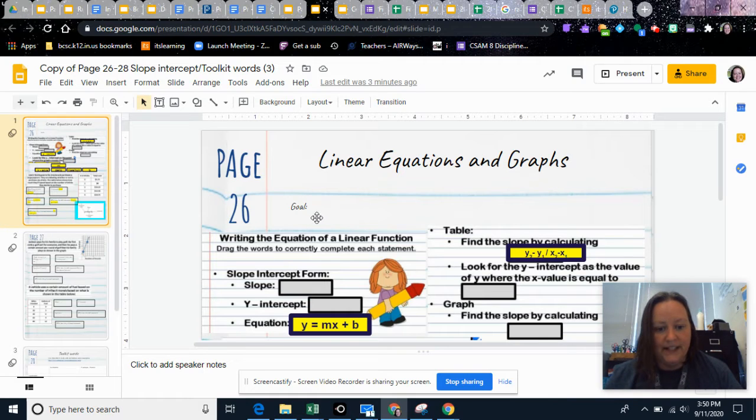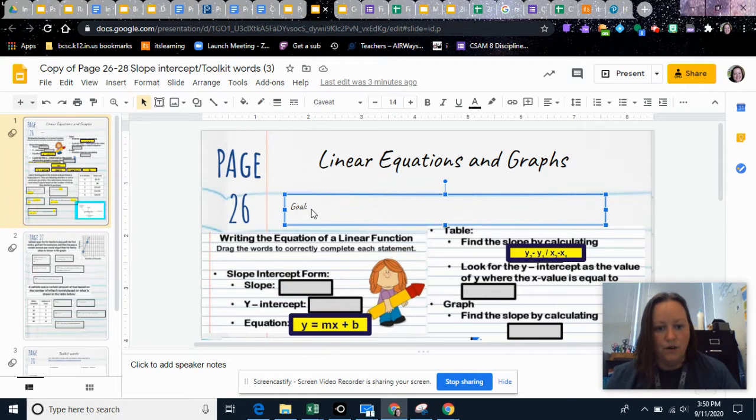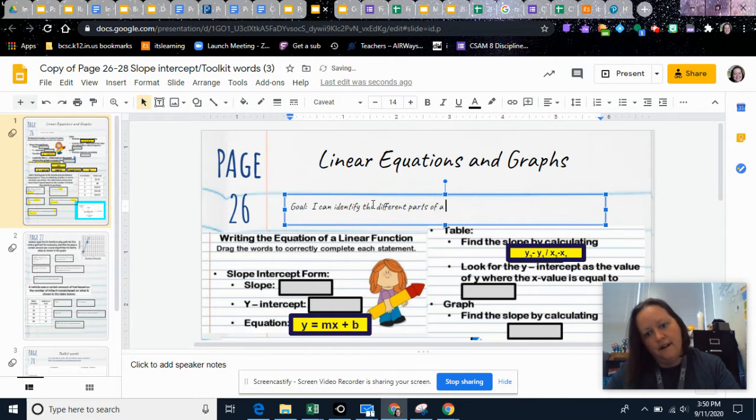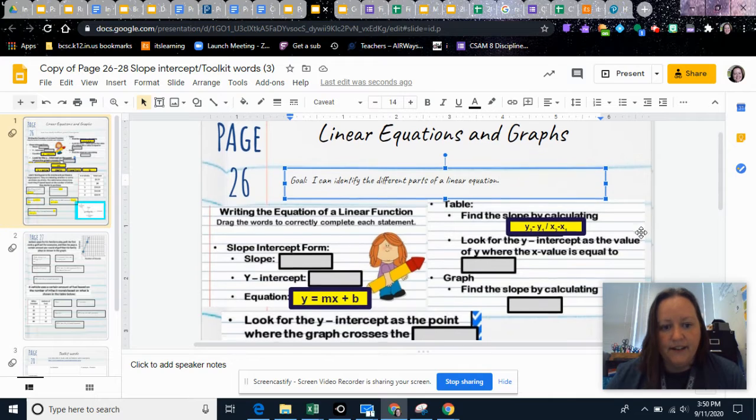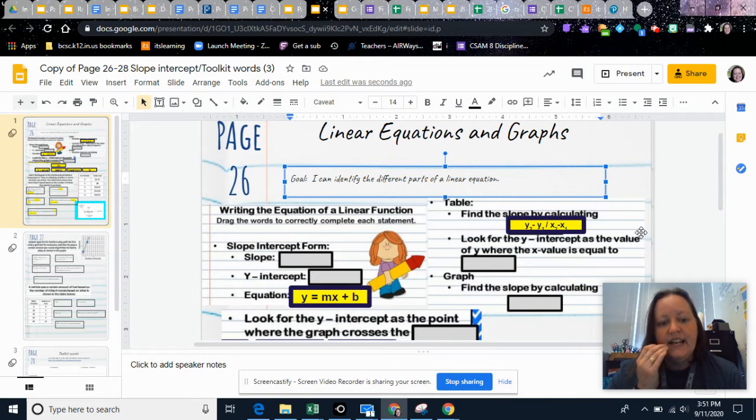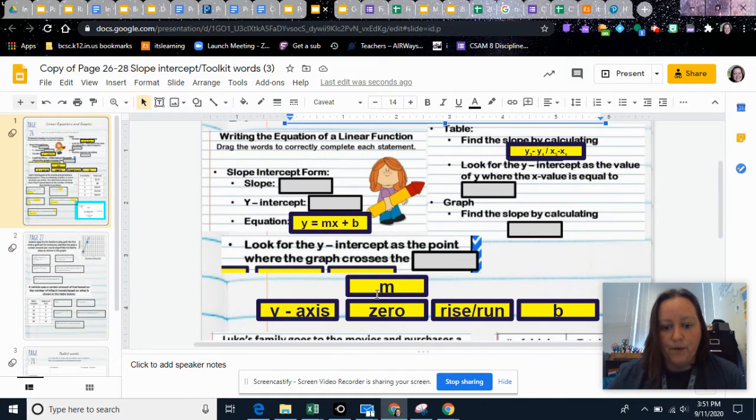So on page 26, our goal is, there we go, I forgot to write it in here: I can identify the different parts of a linear equation. So the first thing that you will do on page 26 is you'll click and drag the vocab words to where they fall.